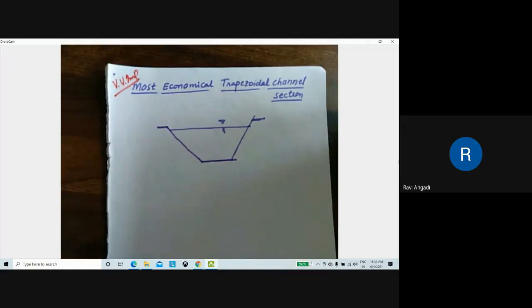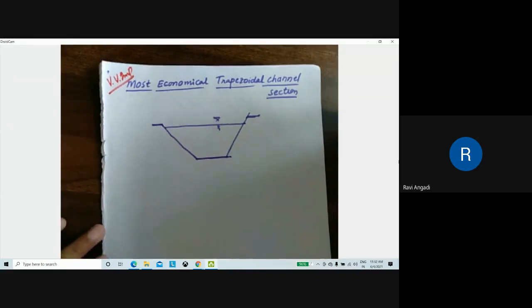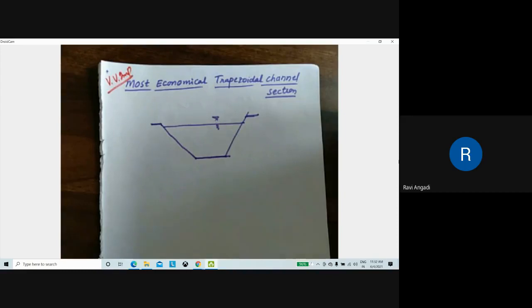Most of the time, the question asked is: derive the condition for most economical trapezoidal channel sections. You will get various conditions, and I am going to derive those today. Can anyone tell what a most economical channel section is? When you call it most economical, the cost of construction is minimum, and at the same time, discharge should be maximum.